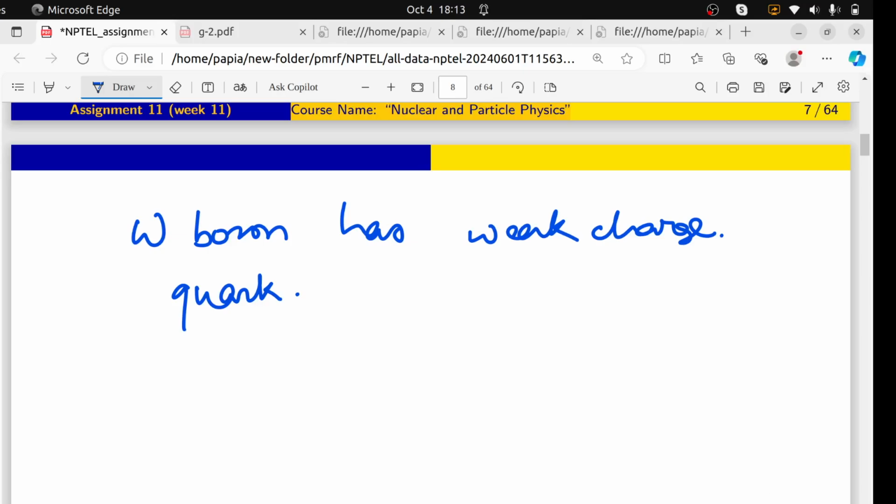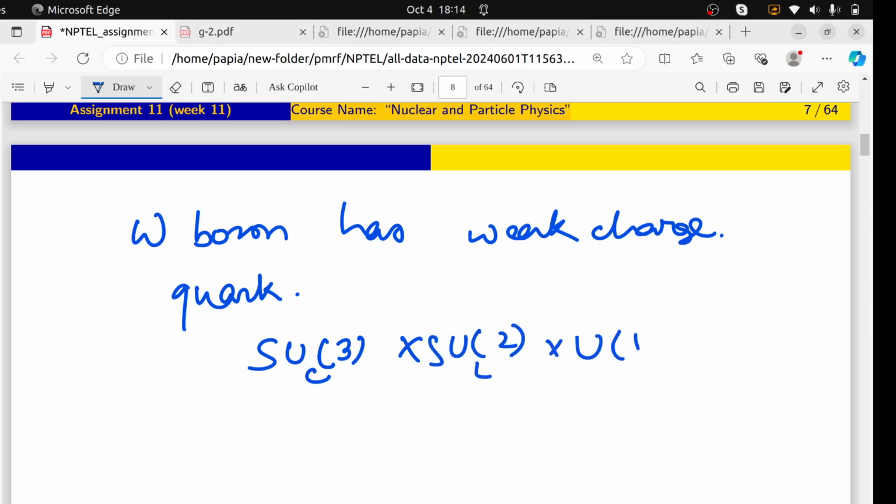Weak charge means, basically, in the standard model we are considering a gauge symmetry, right? And in that gauge symmetry, three terms are there: strong interaction, weak interaction, and electromagnetic interaction. So the total gauge symmetry, I can write it like SU(3)_C, SU(2)_L, U(1)_Y. If you did not see that one, then I will explain, but I hope you saw this gauge symmetry in the standard model. So this is corresponding to strong interaction, this is corresponding to weak interaction, and this is corresponding to EM interaction, right?